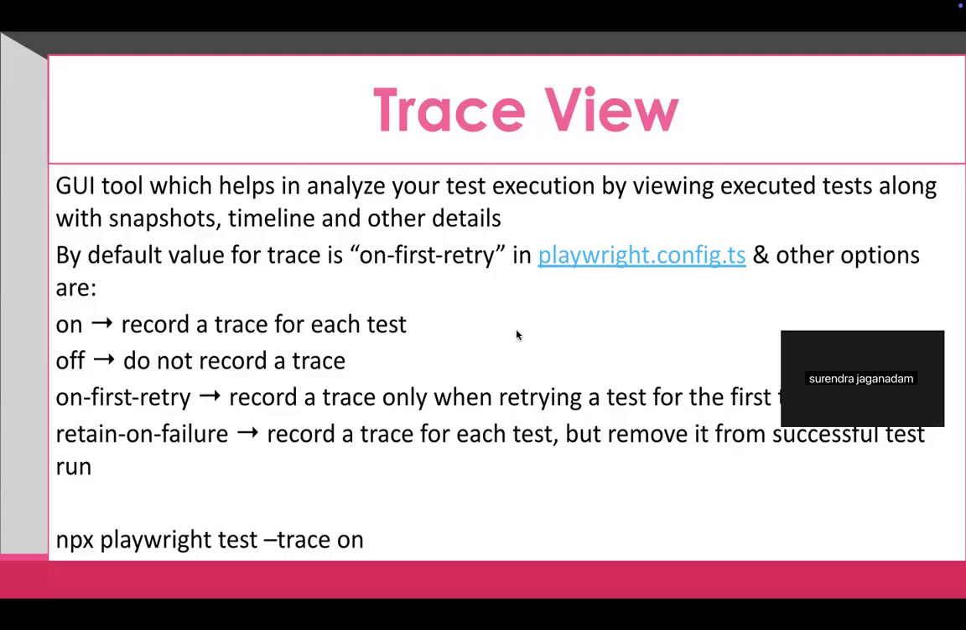By default, the trace value is on first retry, which can be configured in the Playwright configuration file itself. The various other options that we can pass are on, off, on first retry, or retain on failure. These are the four different options that we can pass for this particular trace.